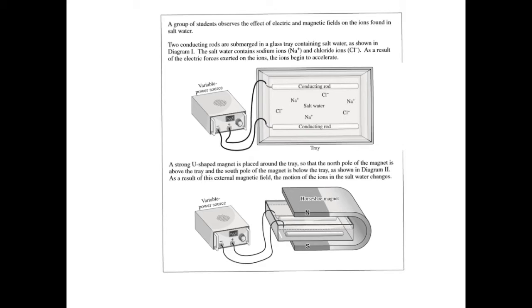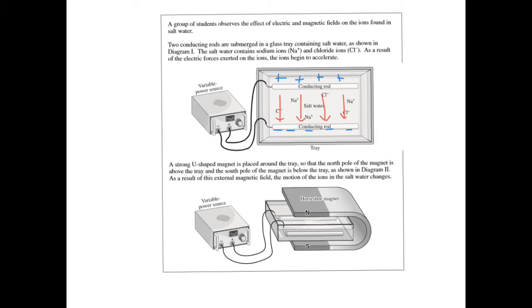Okay, so up here we have this variable power supply, and that's important because we see that this side's hooked up to the negative side, which would make this conducting rod negative, and then this conducting rod would be positively charged. So we have two parallel plates there, which means that we have this electric field, again, as the direction a positive test charge would move. So we have this uniform electric field between those two rods, which would look like that.